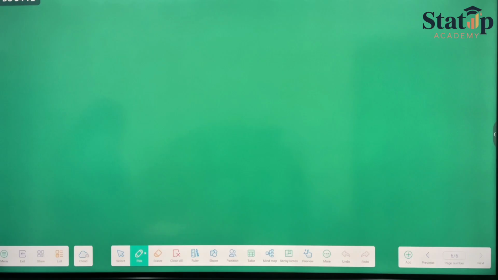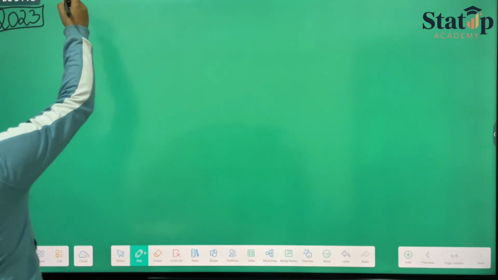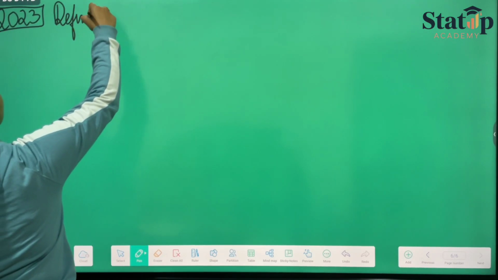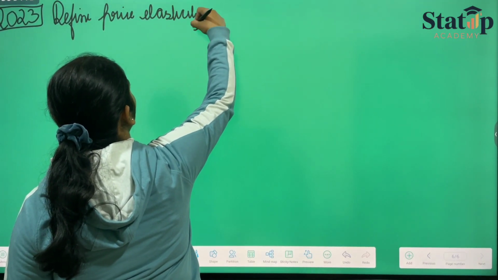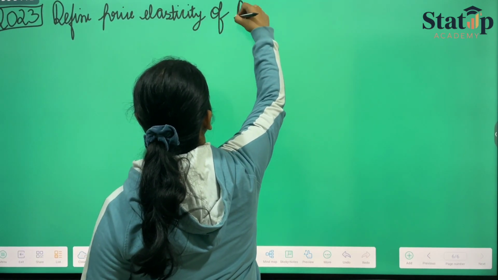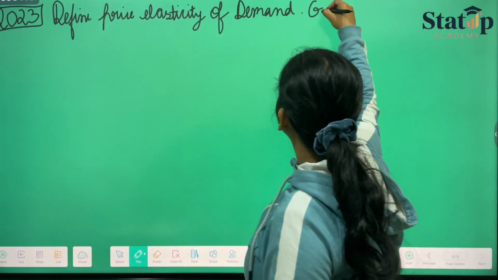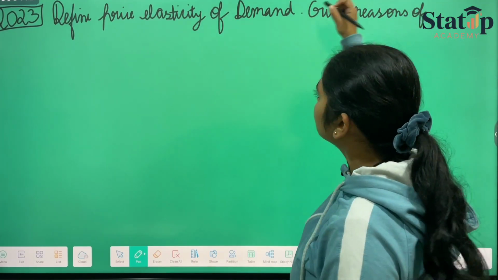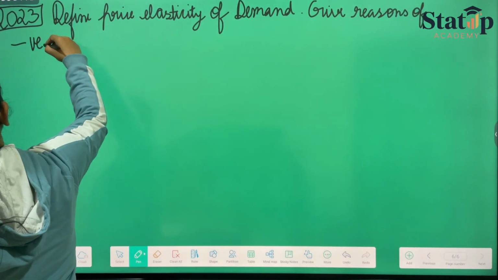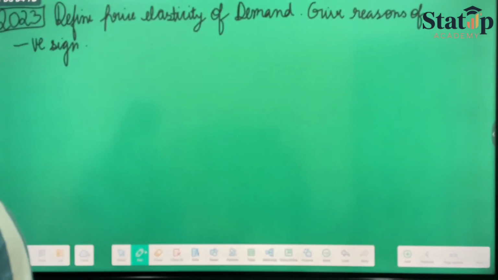Now moving on further, we have one more question from 2023. This question, first part is same, that is define price elasticity of demand. And give reasons of negative sign. Why do we put negative sign? We have to give the reason.